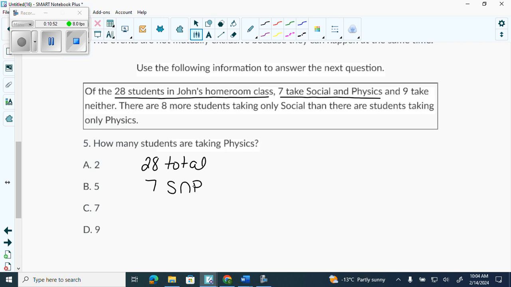9 take neither. And how I could represent that in set notation is not the snowman, right? So I could go S or P, not. Because neither means everything outside of the snowman. And then there are 8 more taking only social than only physics. So 8 more in the only social region than in the physics only region.